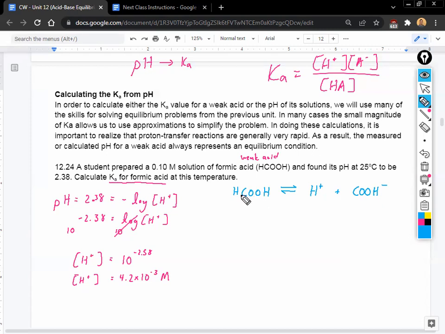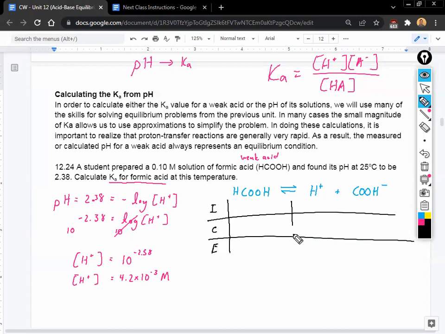Okay, so we got our reaction of how it breaks down. And what we need to do now is everybody's favorite, the ice table. The reason we need to make an ice table is because we have the initial concentration of formic acid, which was 0.1 molarity. How much of these do we start with? Zero. Yeah, we didn't start with any.